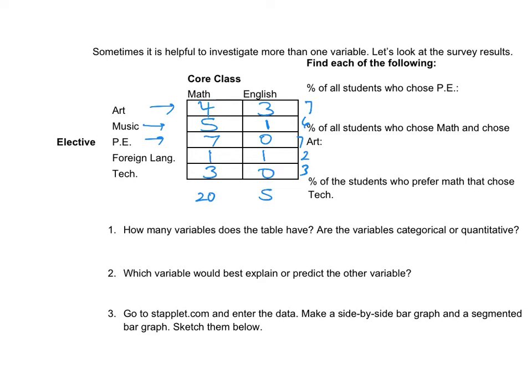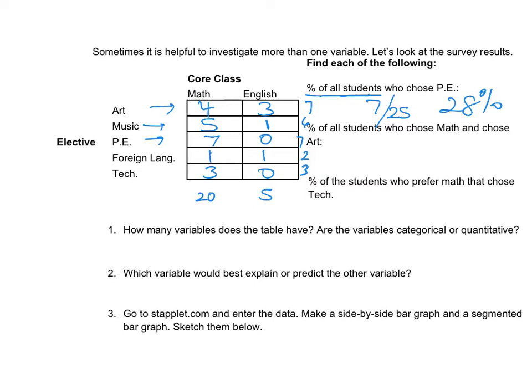So now let's talk about percentages over here. And we're going to do a lot more of this when we get to the probability chapter later in the school year. What's the percentage of all students? Okay, that is going to be the denominator. How many students were surveyed or took the survey? 25. So what percent of all students chose PE? So we go to PE and there were 7. 7 out of 25. You can leave it as a fraction or a decimal or a percentage. So that was 28%. And we saw that in the relative frequencies when we did the Statplet.